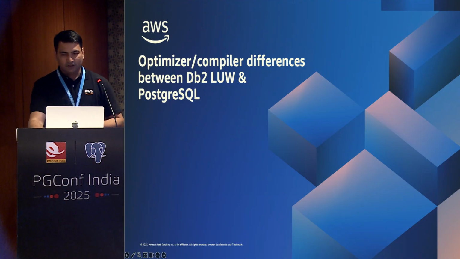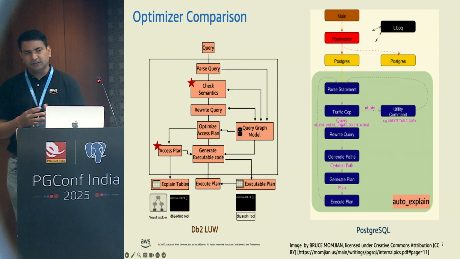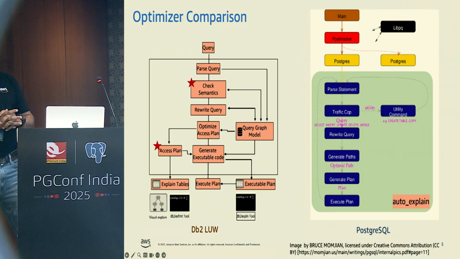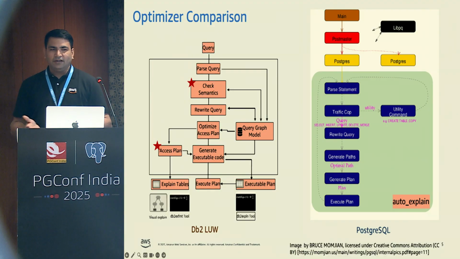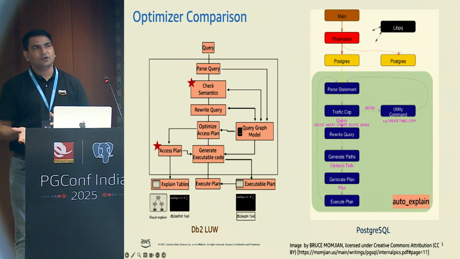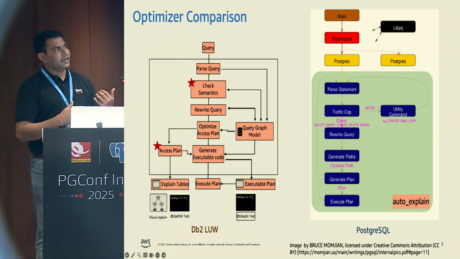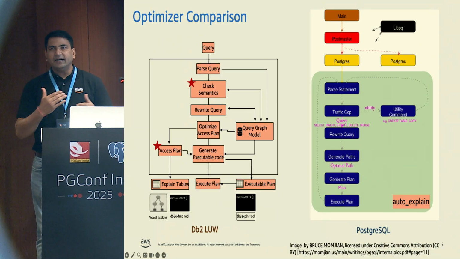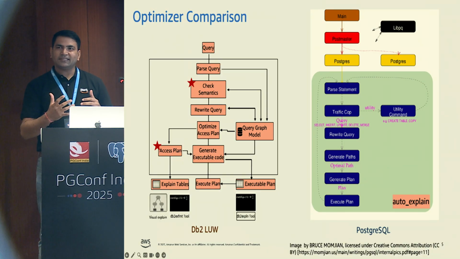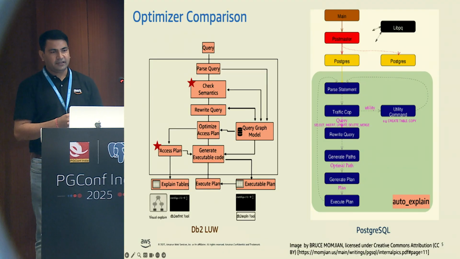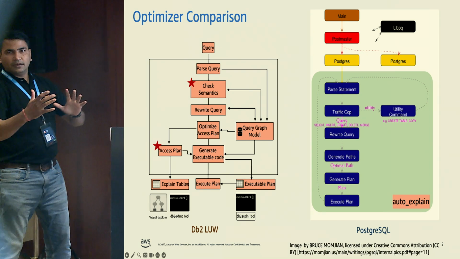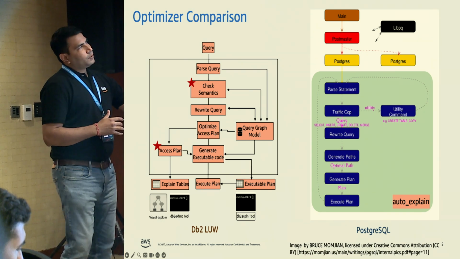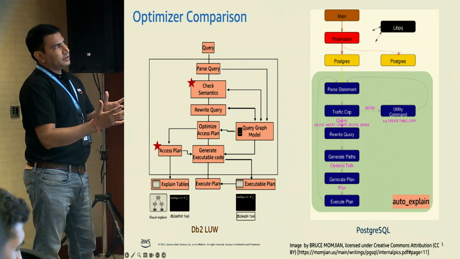So let's get on to it. The first one is a picture by Bruce, on the left. It's a very well-known picture, where a query goes through different phases, and on the right is the comparative, the same set of steps on the DB2 LUW side. So if you look at it, from query, let's say it comes to DB2.